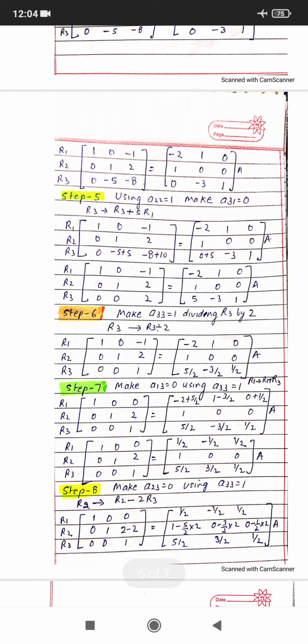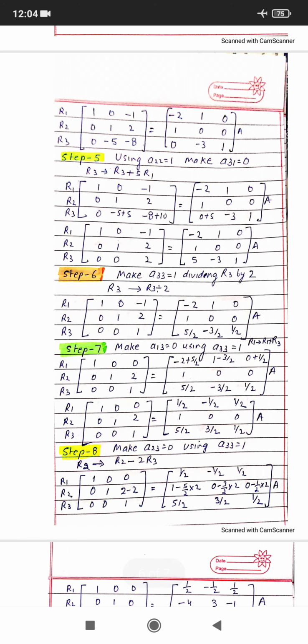Now in step 6, we make A33 equal to 1 by dividing R3 by 2. R3 becomes R3 divided by 2. So what do we get? R3 becomes 0, 0, 1, 5 by 2, minus 3 by 2, 1 by 2. And we are left with the left side 1, 0, minus 1, 0, 1, 2, 0, 0, 1. Right side minus 2, 1, 0, 1, 0, 0, 5 by 2, minus 3 by 2, 1 by 2.